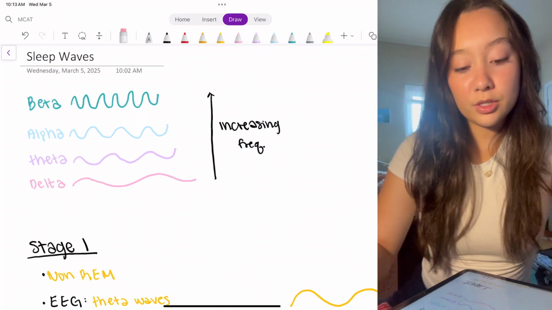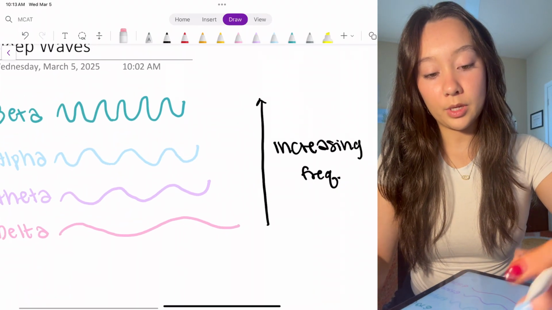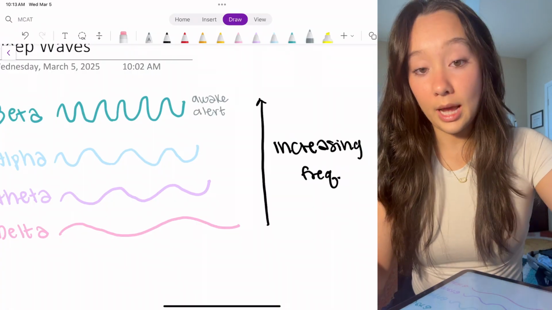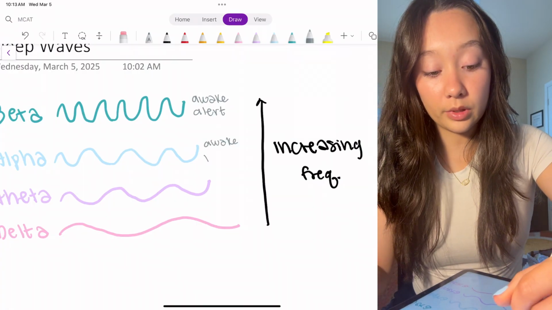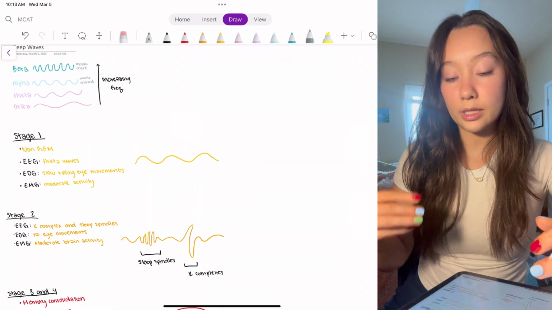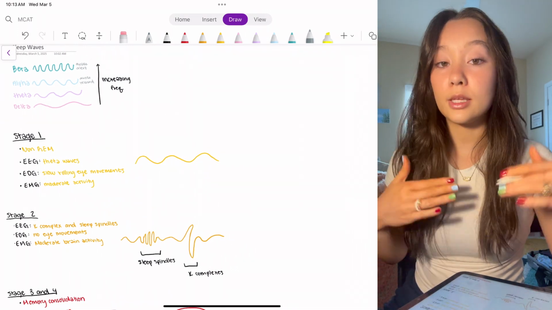One important note about these waves up here is that beta is going to be awake and alert, and alpha is going to be awake and relaxed. And as we can see, the theta and delta waves we mentioned were in the different stages of sleep, so those are going to be sleep waves.